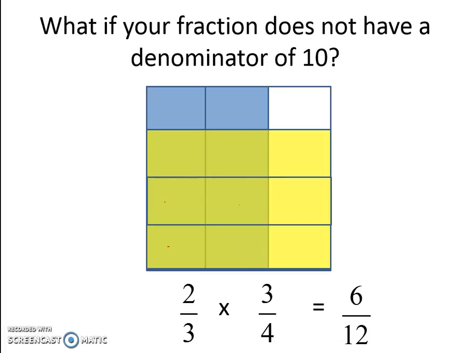So my answer is 6 out of 12 or 6/12. But if you'll look, 6/12 simplifies. If I divide the numerator and denominator by the common factor of 6, I get 1/2. So 6/12 is equal to 1/2. So 2/3 times 3/4 is 1/2.